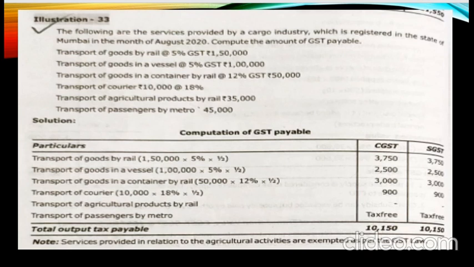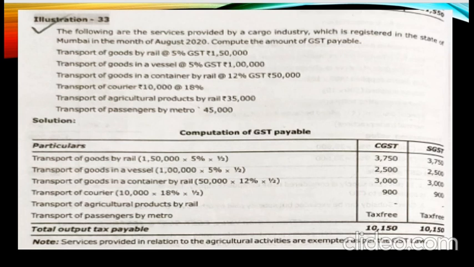So now let us calculate the GST payable. Computation of GST payable, particulars. As these are different GSTs which are to be charged, we will classify this into CGST and SGST, and as these are different transactions, we will classify it as CGST and SGST. As these are services provided by a cargo industry, which carries goods from one place to other places.